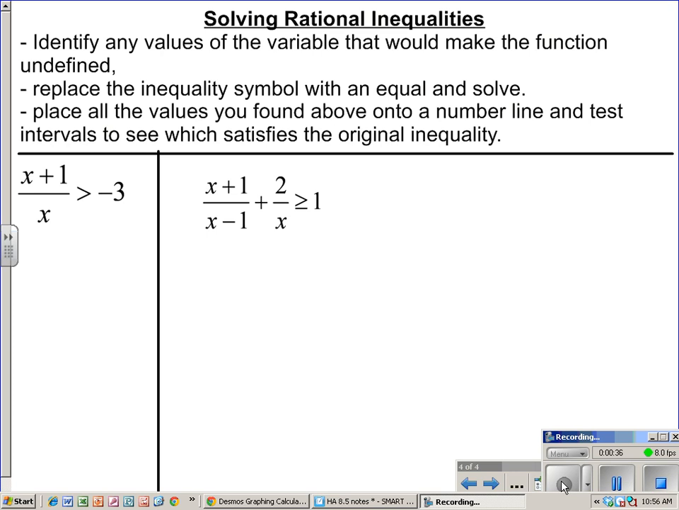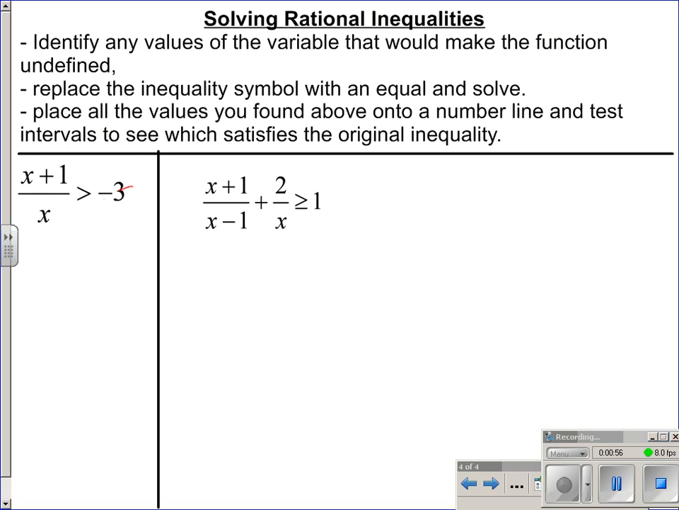But there's an easier way to deal with it that will always work. But you've got to do a couple of different things to get that. So that's what these notes are up top here. So this will always work. What you've got to do is identify any values of the variable that would make the function undefined. So basically, domain. So looking at where we've done this function, let's look at the x plus 1 over x minus 1, this second equation here.